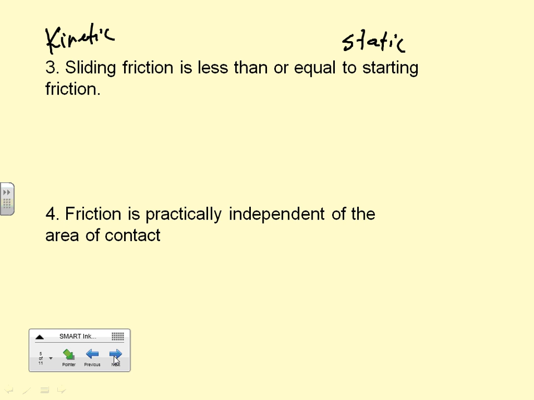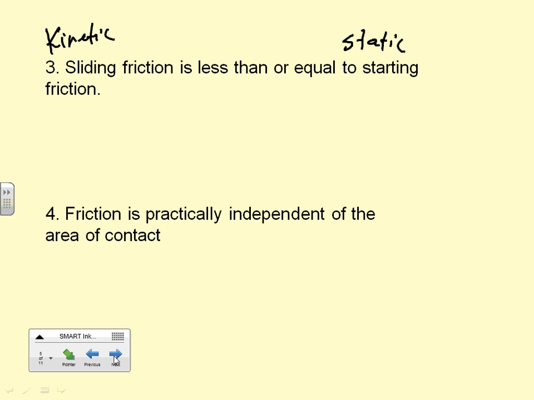Here's a bit of a controversial statement. Friction is practically independent of the area of contact. In other words, it doesn't matter how much surface area there is. Now, we're not talking about air resistance here. We're talking about two things sliding on one another. So the most common example that I can give you is just a book sitting on a table like this. Obviously, this has more surface area than the edge. So if I slide it like that, there's a certain amount of friction. If I slide it like this, if I could balance it like that, friction is the same. Why is the friction the same?